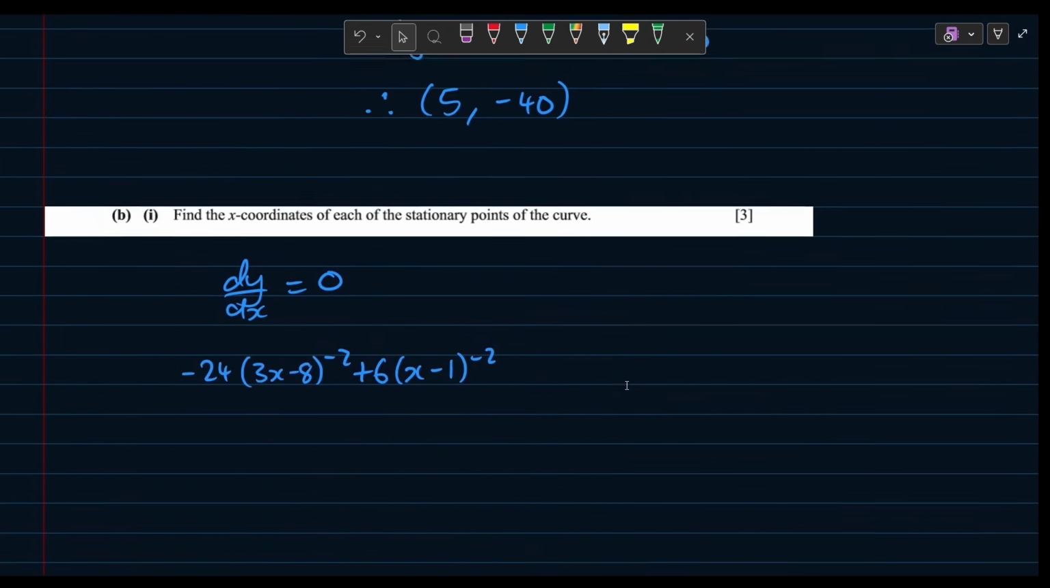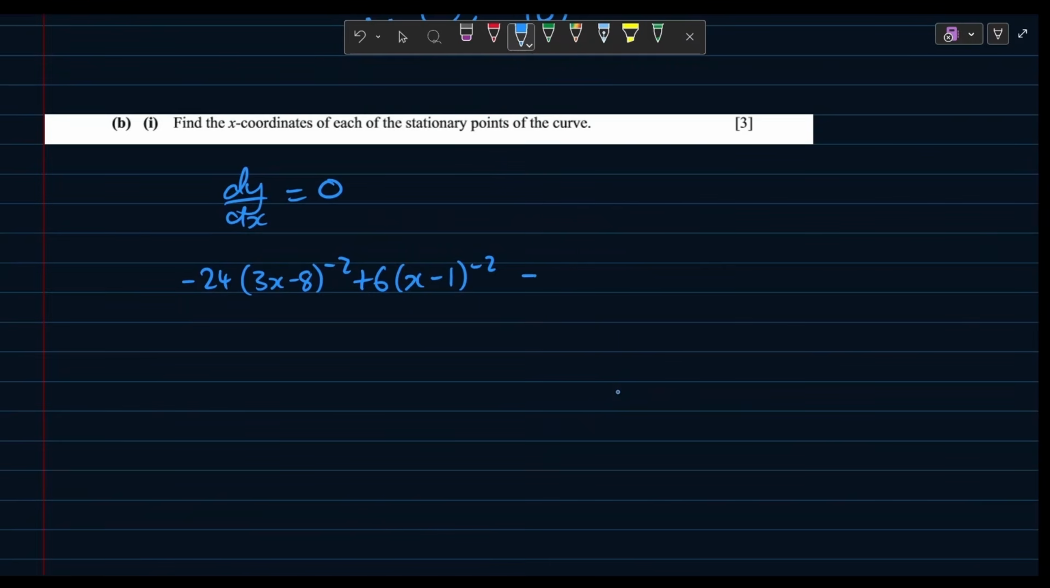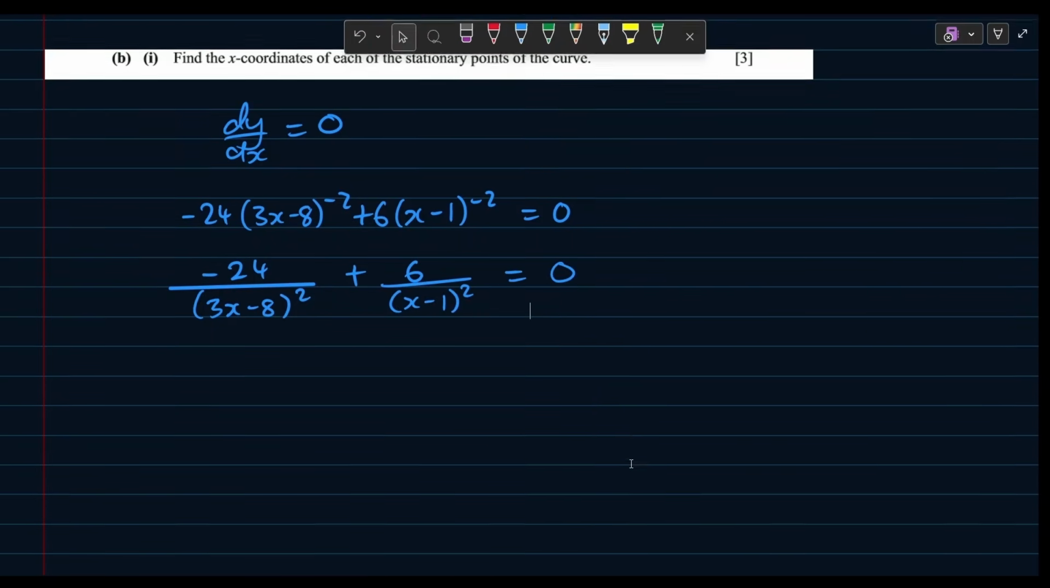That's your dy/dx. And we're saying that this has to be equal to 0. And here I'm just going to take this bracket down, as well as the second bracket, down to the denominator, so that I'm working with positive powers throughout. So I've got -24 divided by (3x - 8) squared, plus 6 divided by (x - 1) squared, is equal to 0.